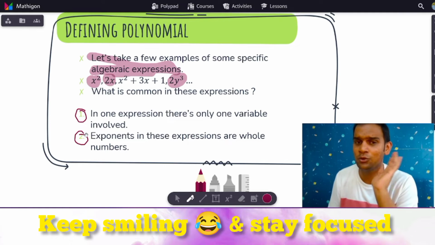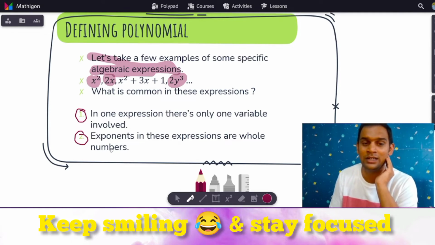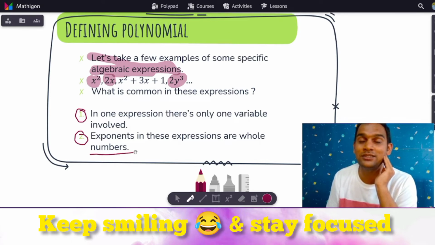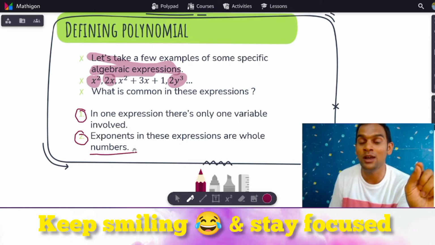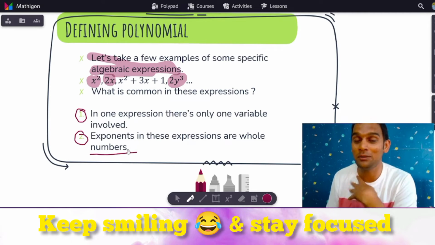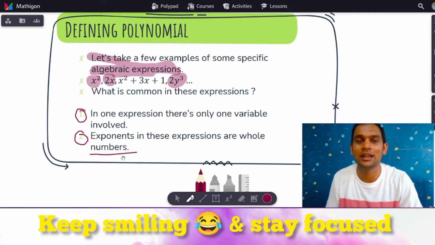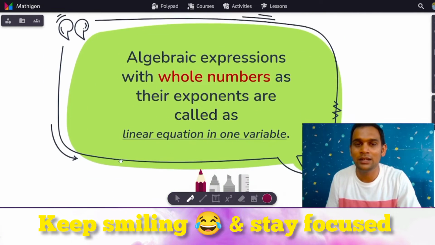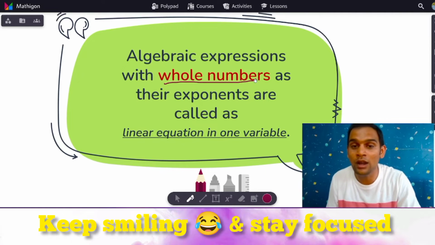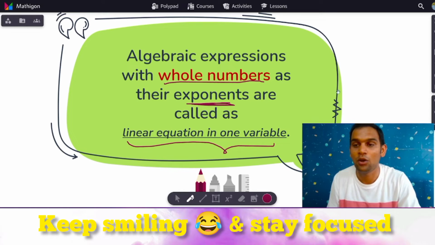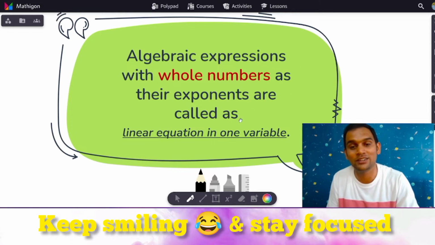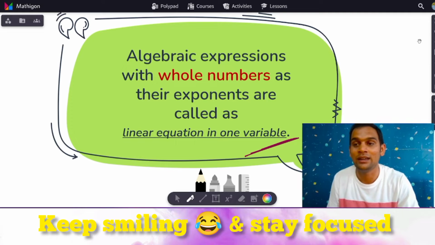You can pause the video and quickly go through the examples. Yes, you observed it correctly. Exponents in these expressions are whole numbers. Why do I say whole numbers? Because there is a possibility that exponents can be 0 as well. So according to these two observations, we define a polynomial. What is the definition? An algebraic expression with whole numbers as its exponents is called a polynomial in one variable. I repeat, algebraic expressions with whole numbers as their exponents are called polynomials in one variable.